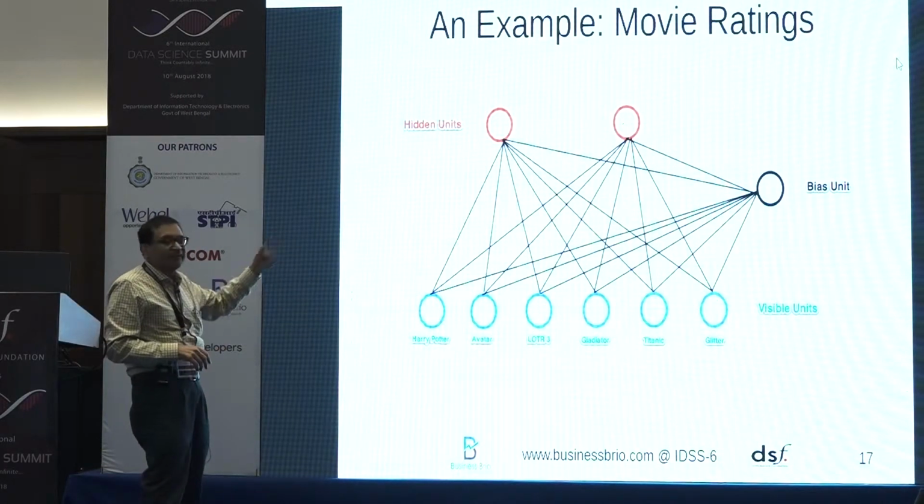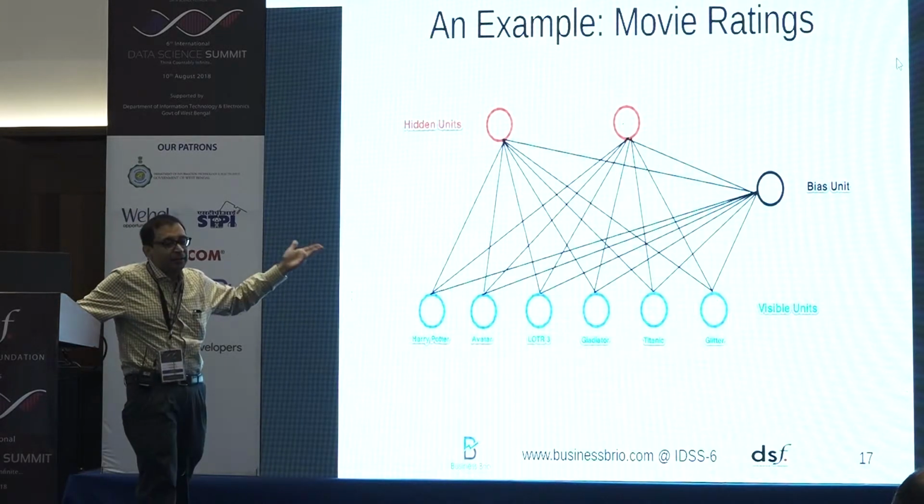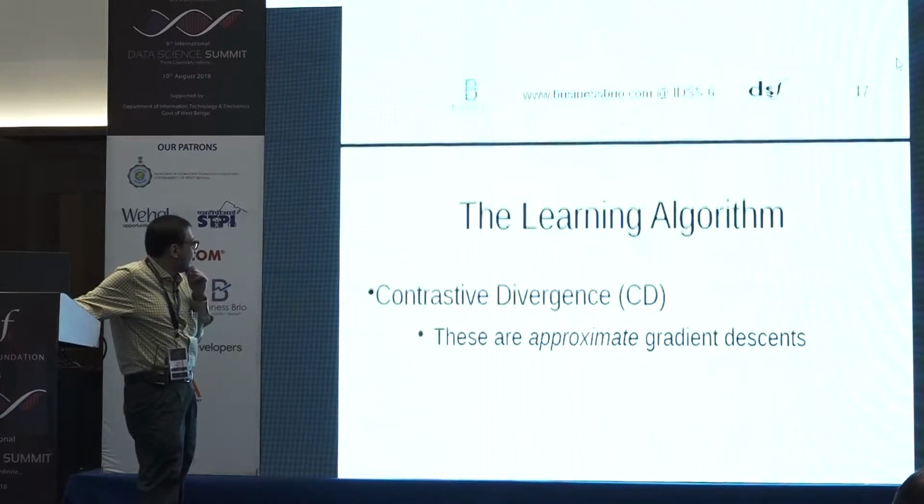So the bias is just a mathematical oddity. You can forget about that. That just helps in convergence. So forget about the bias.